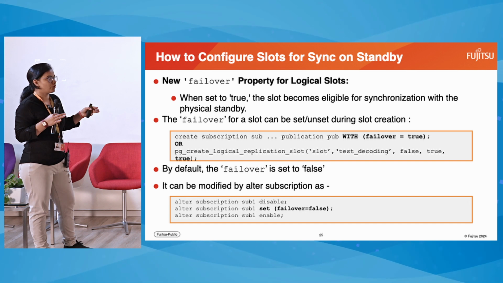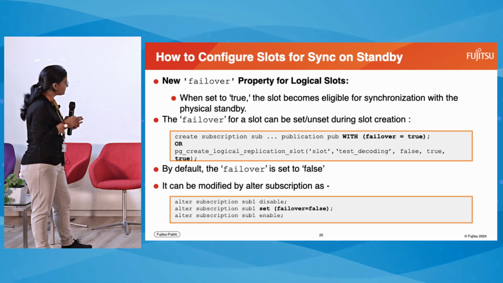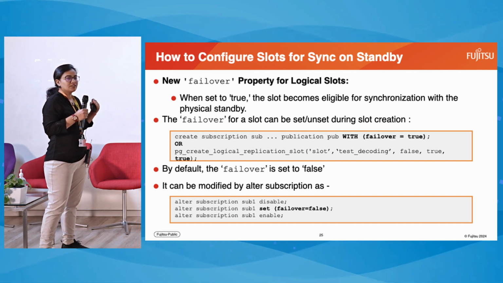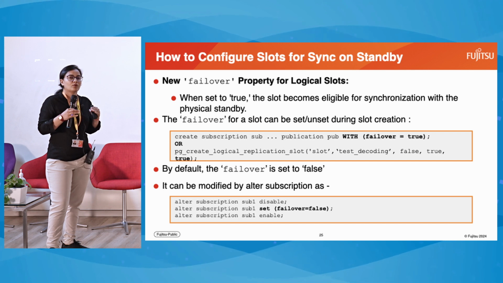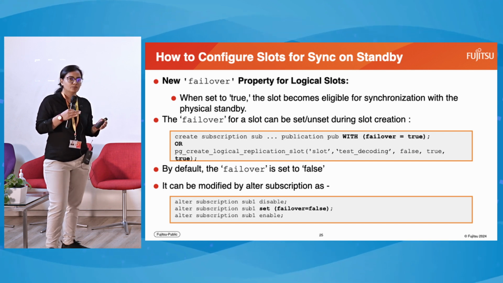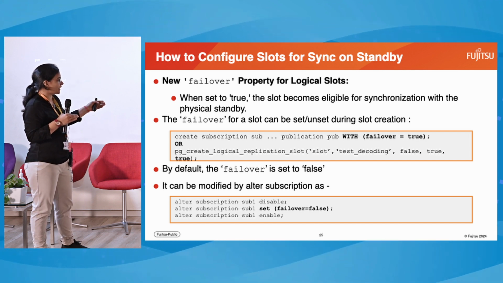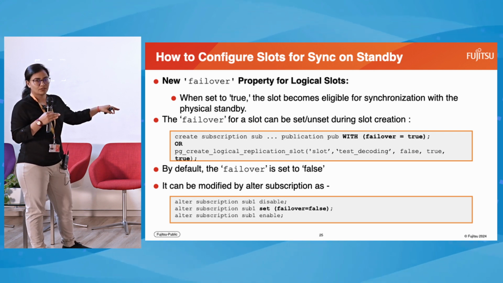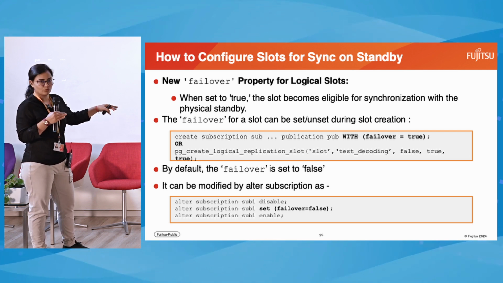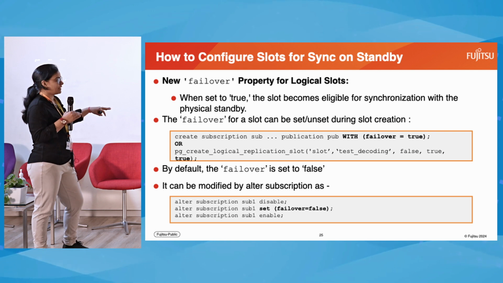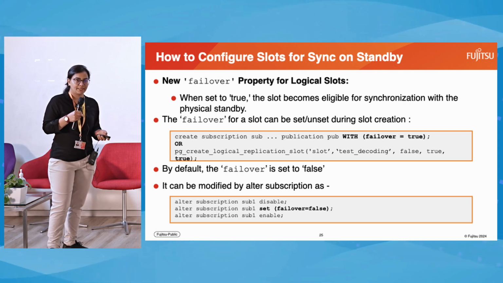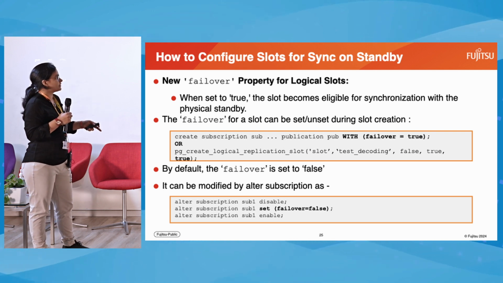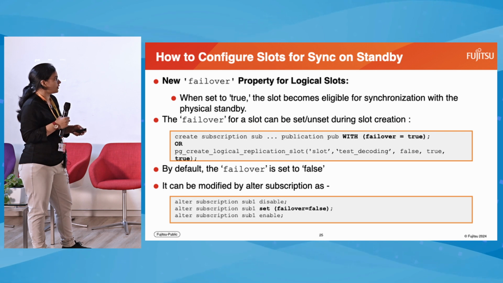That means the slot is not eligible for syncing. But once the slot is created, we can also modify this value. We can modify it by first disabling the subscription, then setting the failover property to false or true, whatever is required, and then enabling the subscription again. So these are the configurations required for this slot.